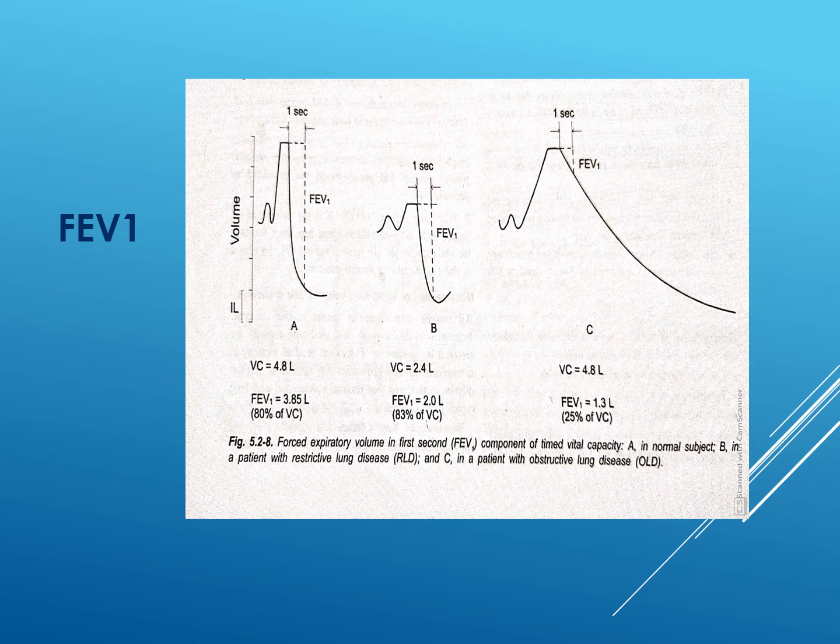And in the third picture, you can see it is obstructive lung disease. So here these patients have low flow rates because of high airway resistance. So the vital capacity is 4.8 liters and the vital capacity, you can see, is equal to a normal subject, but the flow rate is very low. So the FEV1 is reduced, that is almost 1.3 liters, which is only 25% of VC. So the obstructive lung disease patients have very abnormally low FEV1 by FVC ratio.